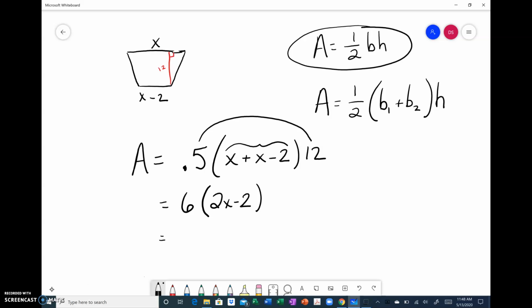Okay, now I have to use the distributive property. So this is really going back and covering a lot of old math skills. 12x minus 12. Whoops, I forgot my x. Is going to be the area.